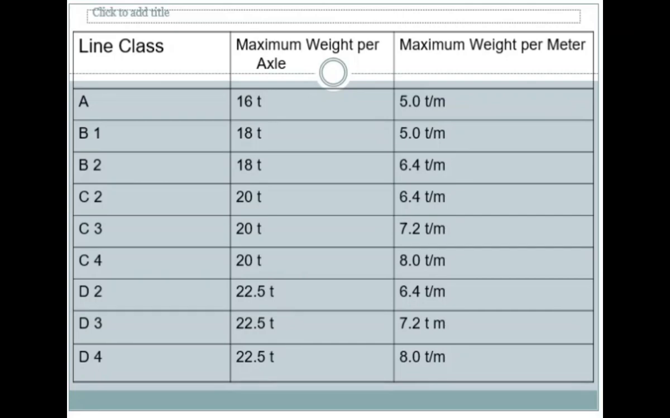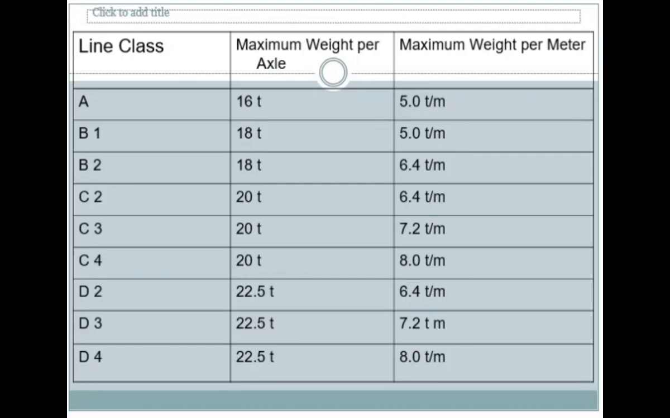When you get to C2, it's 20 tons per axle. So when we are using 2-axle wagons on the C2 class, it means you can load up to 40 tons, literally. And then if it's 4-axle wagons, you can load up to 80 tons using the same wagon, only on C2. And the spread of weight for C2 is 6.4 tons per meter. It means you can increase the tonnage of weight that you put on 1 meter up to 6.4, whereas on A class, you can only load up to 5 tons. This is what the table sets out to do.